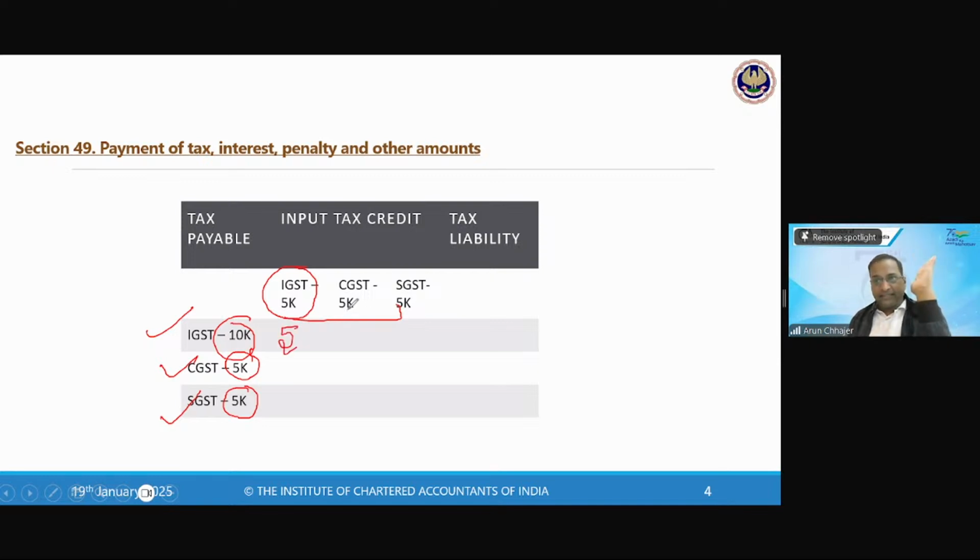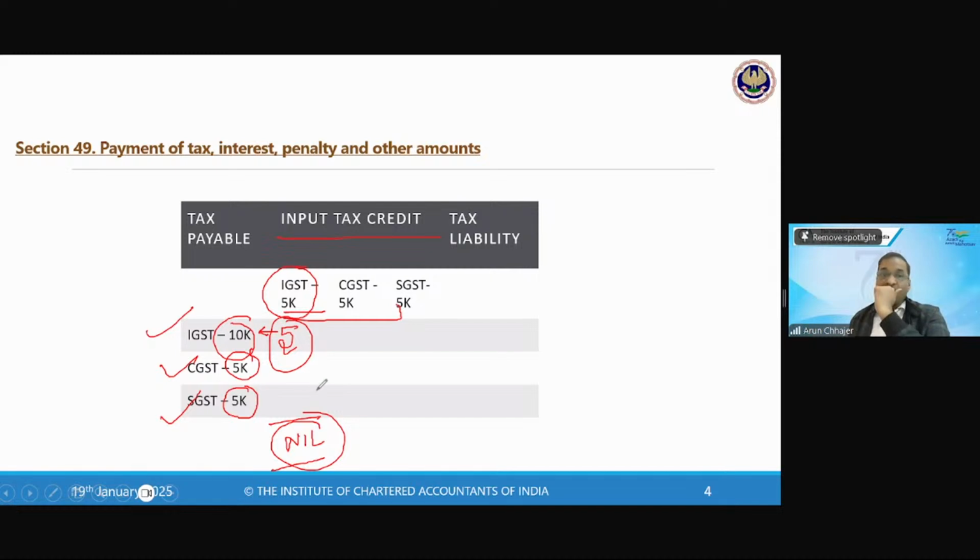Now by this, you tell me, क्या IGST के पास में कोई closing balance of ITC है? You tell me whether IGST has any closing balance of ITC? Answer is no. It is nil. 5,000 has been used for IGST ka liability. Now, whether IGST ka input tax credit does have any balance? Answer is no.